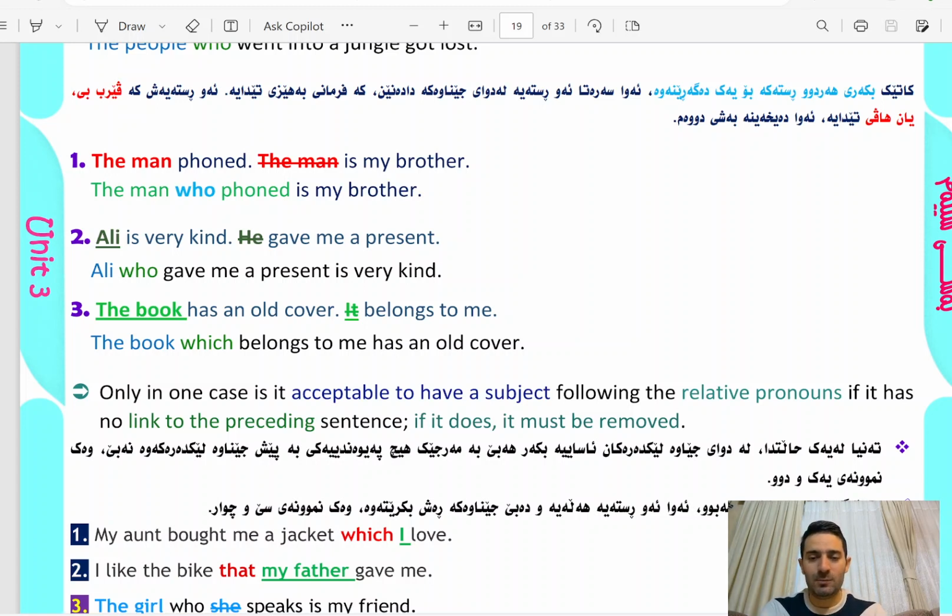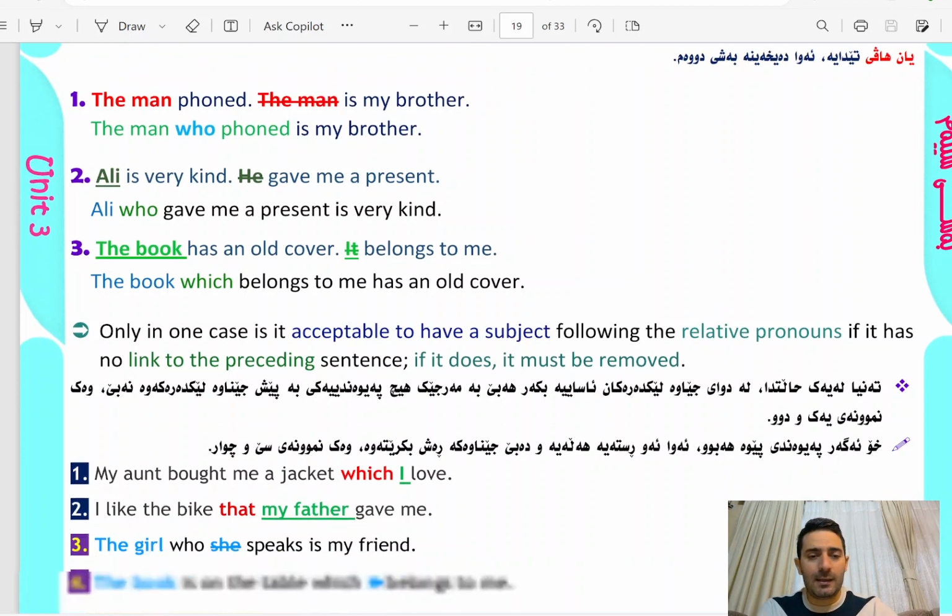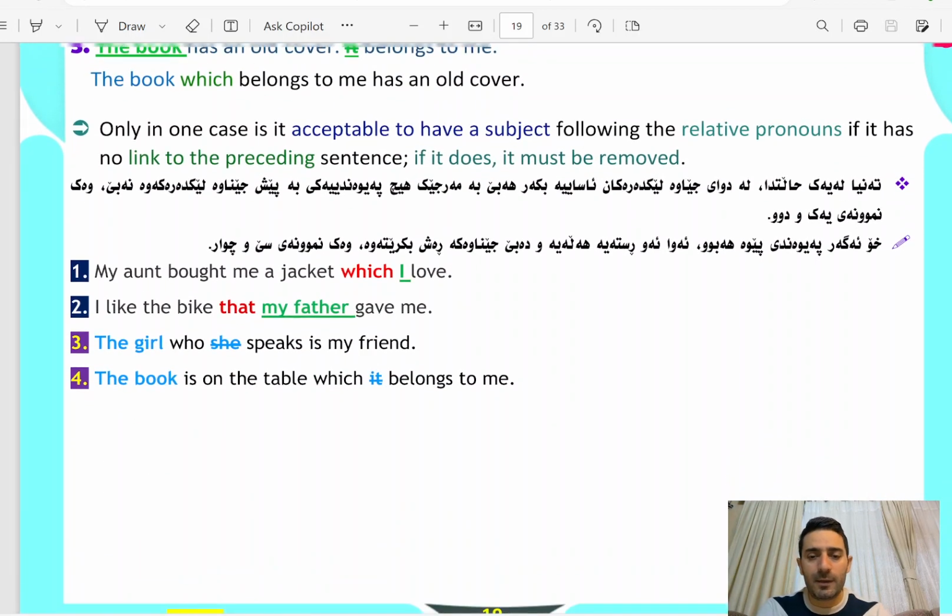Only in one case it is acceptable to have a subject, okay, following the relative pronouns if it has no link, no connection, okay, to the preceding sentence. If it does it must be removed.